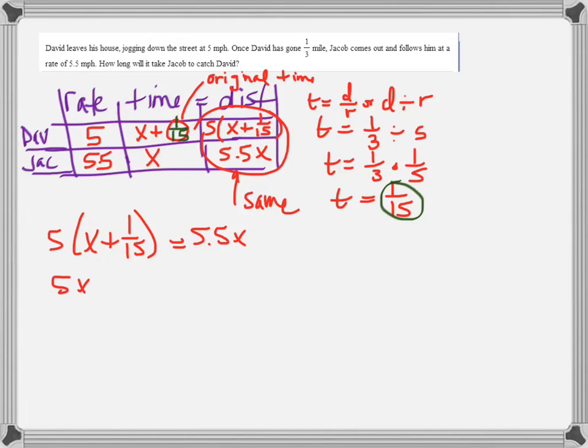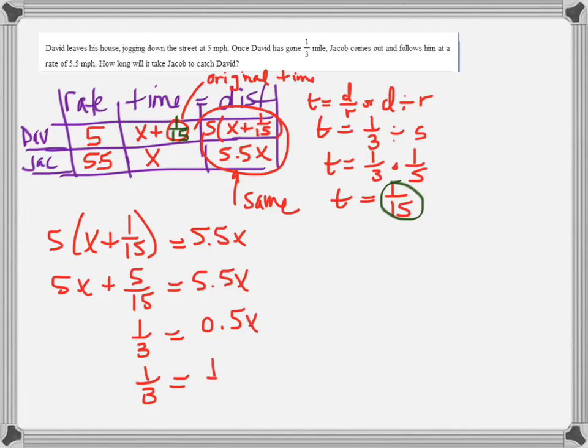Go ahead and distribute the 5. I get 5x plus 5/15 equals 5.5x. Now I'm going to subtract 5x from both sides and simplify 5/15, which is just 1/3. So I end up with 1/3 equals 0.5x. So I don't have to use a calculator, I'm going to change 0.5 to a half because it's the same thing. So 1/3 equals 1/2 x. To get rid of the half in front of the x, I'll multiply both sides by 2. This gives me 2/3 equals x.